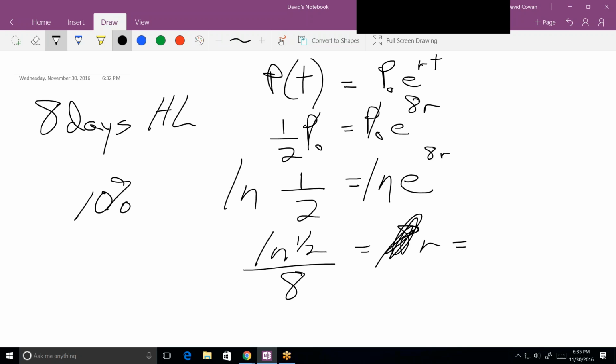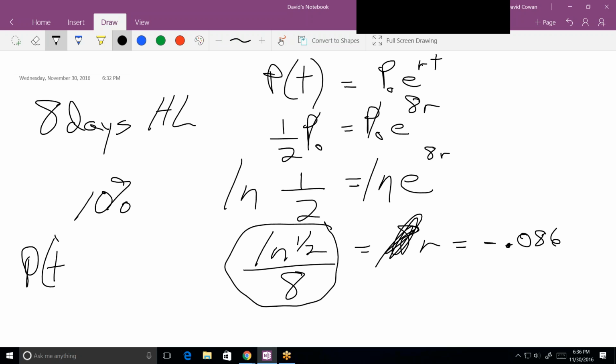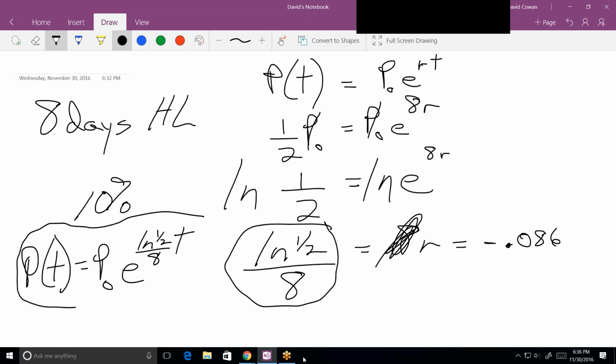Now what? It is negative 0.086. Now, let me make one comment. It's not absolutely necessary that you convert that to a decimal at this point in time. The most accurate answer is that. So if I want to know what the perfect equation is here, it's P of t equals P sub 0 times e, and r is the natural log of 1/2 divided by 8. That's what r is, times t. That's the perfect specific equation.